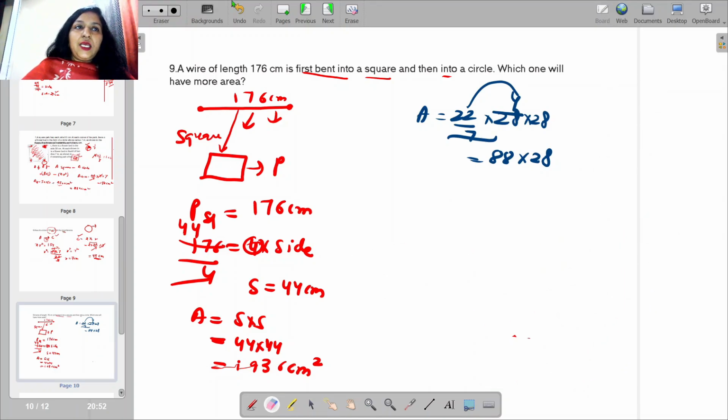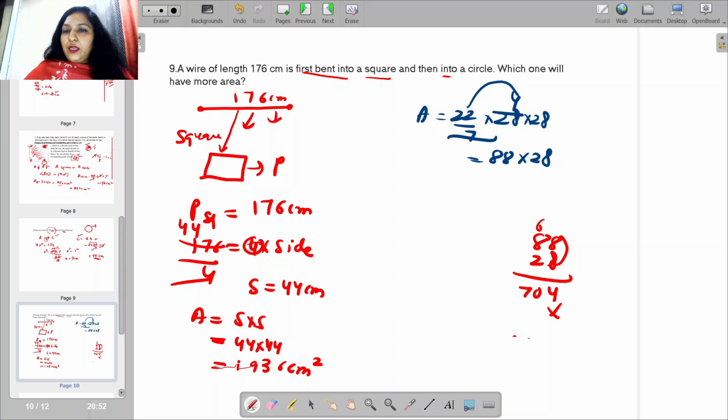Because the question is asking us which figure will have the bigger area. 88 into 28. 8 into 8 is 64. 64 and 6, 70. 8 into 2 is 16 and 1, 17. 4, 6, 4, 1. So the answer here is 2464 centimeter square.